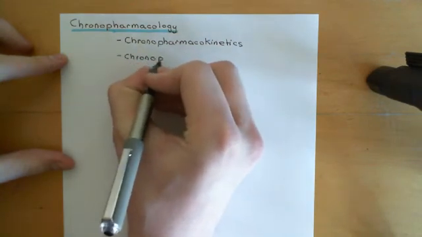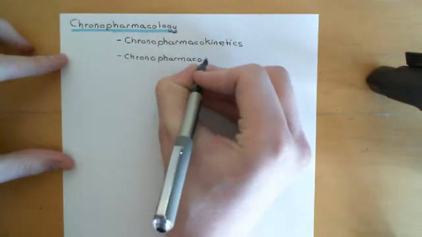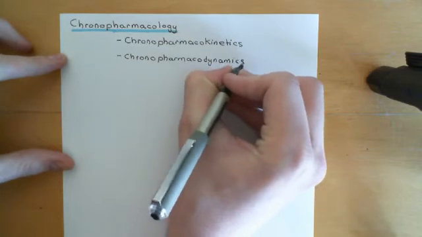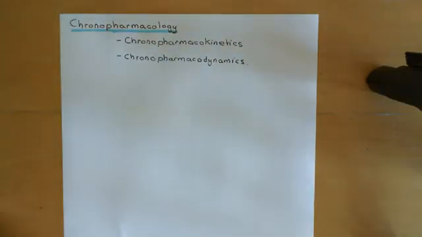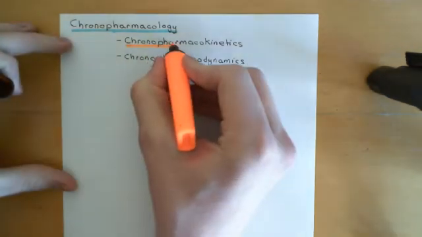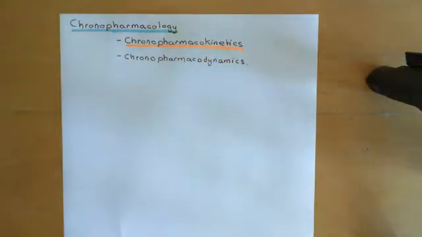So let's discuss firstly what pharmacokinetics is, and therefore what chronopharmacokinetics is. Pharmacokinetics is all to do with the absorption of a drug, the distribution of the drug, the metabolism of a drug, and the excretion of a drug.